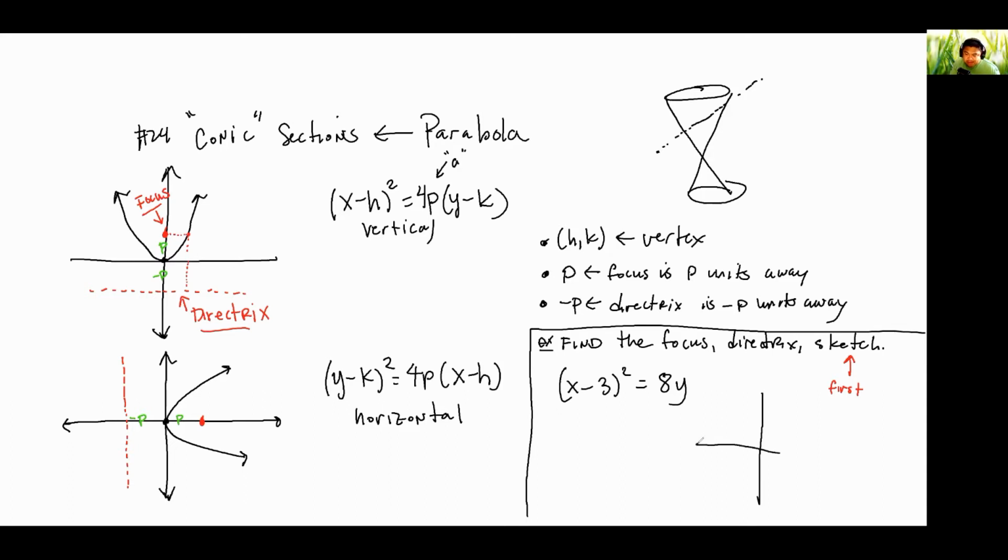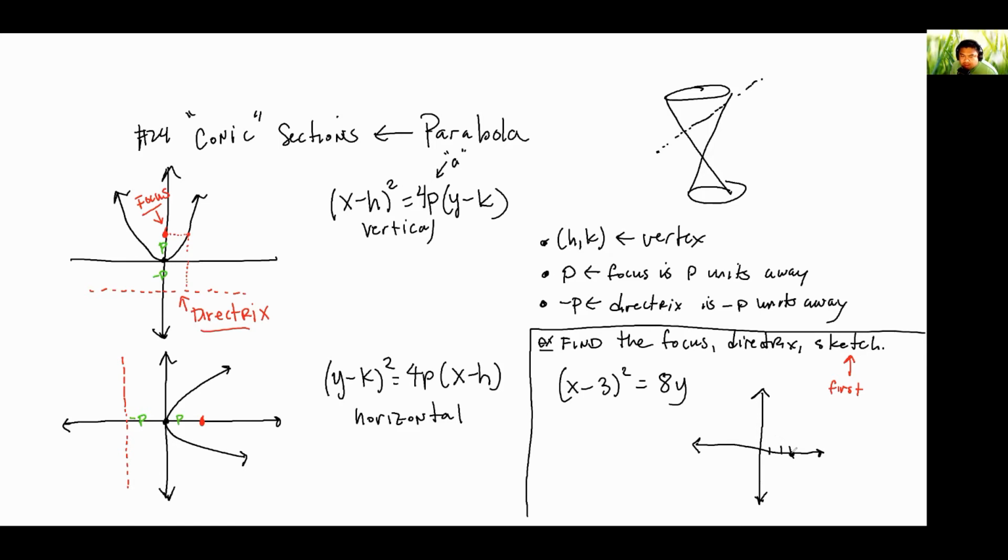we first need to know what type of parabola it is. Where's the vertex? Is it (3, 0), (-3, 0)? Is it (0, 3), (0, -3)? No, it's (3, 0). H is 3, K is 0.